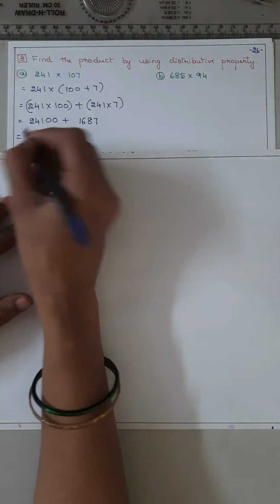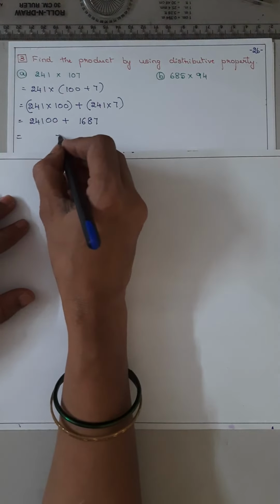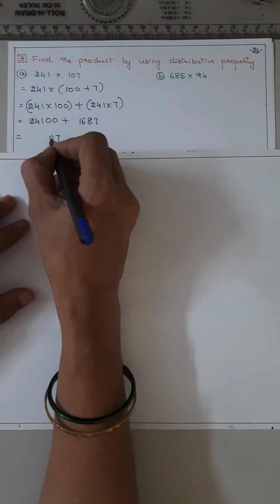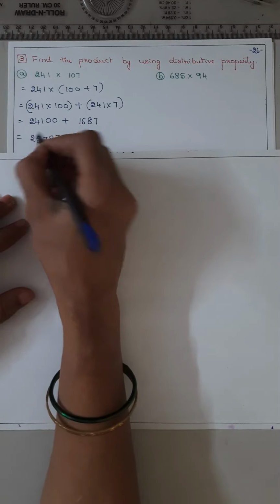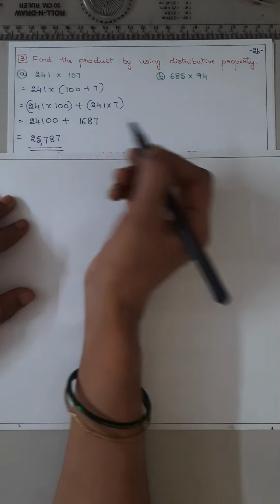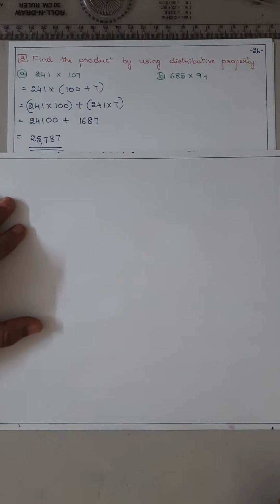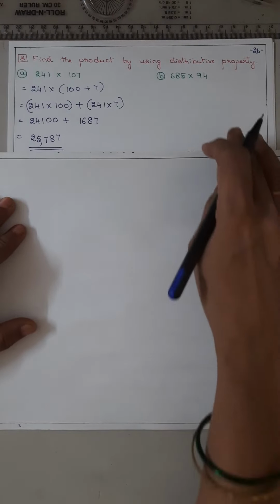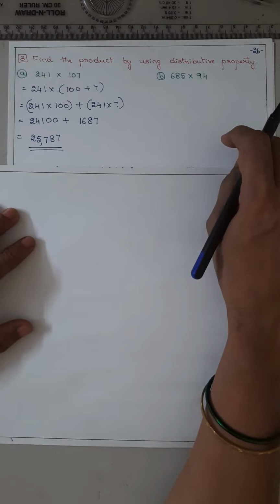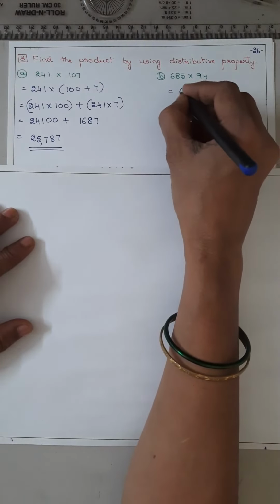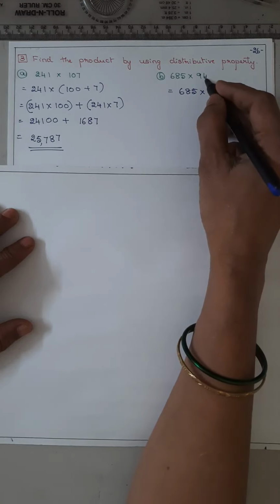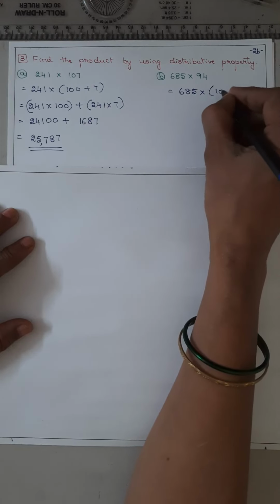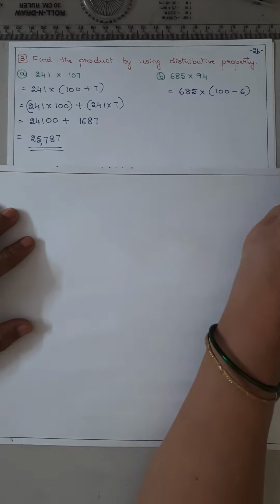So now add. 0 plus 7, 7, 0 plus 8, 8, 1 plus 6, 7, 4 plus 1, 5 and 2. Answer is 25,787. Now coming to question number B. It is 685 into 94, which can be written as 100 minus 6.